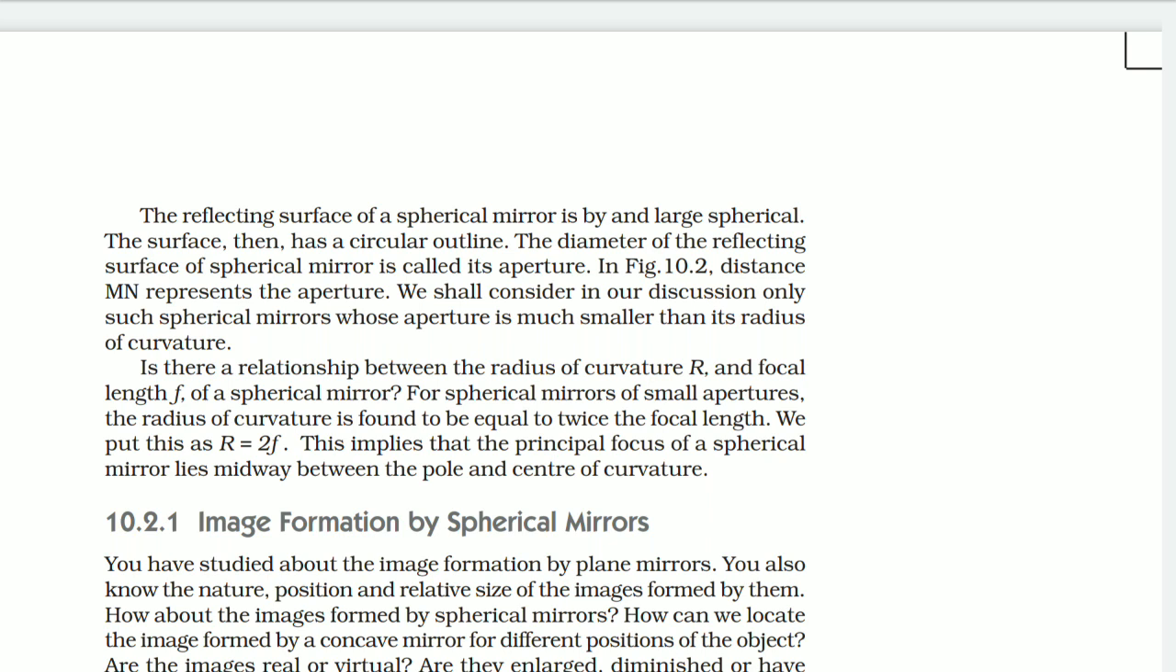This is the end of the first part. In the next part, we will learn about image formation by a spherical mirror.